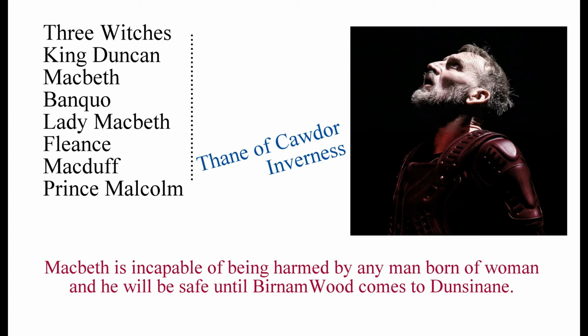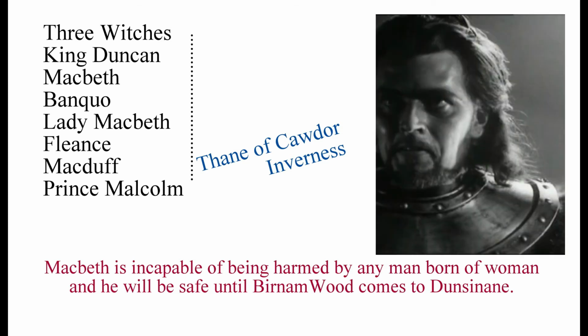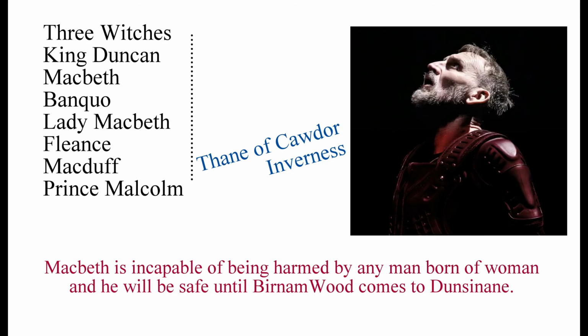who present him with future prophecies: Macbeth must beware of Macduff, a Scottish nobleman who had issues with Macbeth becoming the new king; Macbeth is incapable of being harmed by any man born of woman; and he will be safe until Birnam Wood, a forest, comes to Dunsinane Castle. Macbeth is relieved and feels secure because he knows that all men are born of woman and that forests cannot move. But anyway, he seizes Macduff's castle and executes his family.